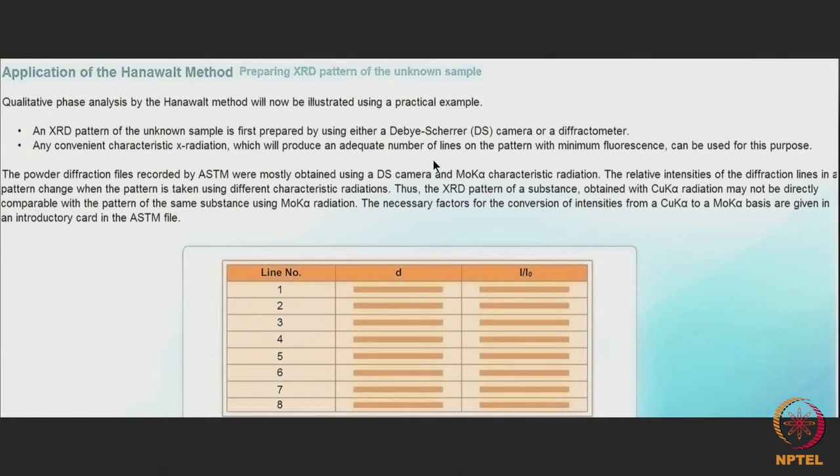Now, the powder diffraction lines recorded in this manner were mostly using the molybdenum K alpha characteristic radiation. So, most of the diffraction patterns of many substances were prepared by ASTM, and they used a Debye camera and a molybdenum K alpha characteristic radiation.